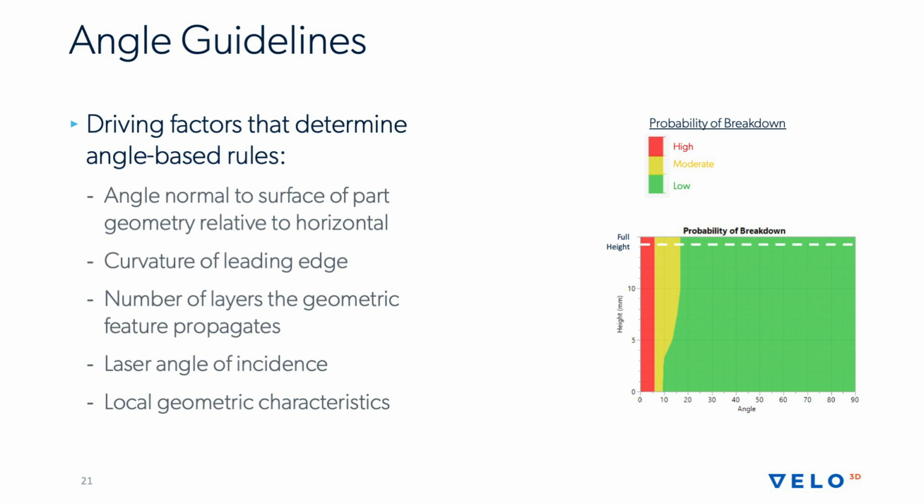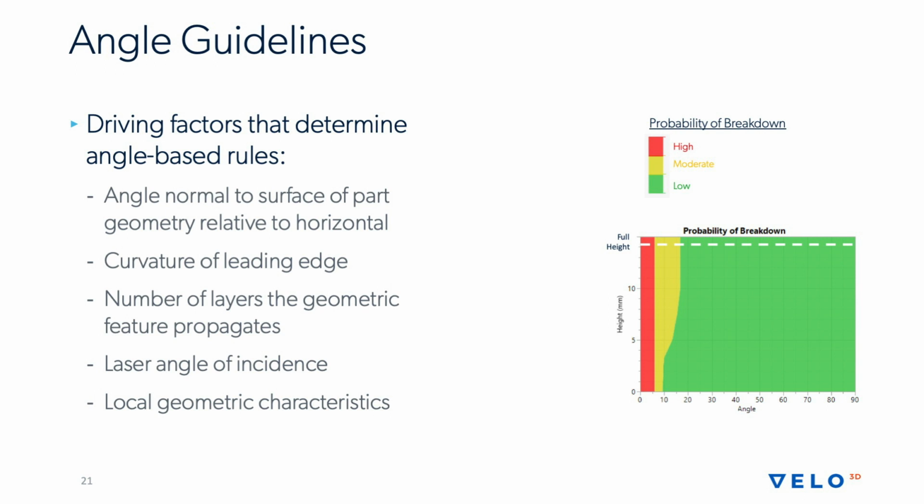The reason for this, or some of the factors that determine what that exact value might be, are things like, obviously, the angle itself, the curvature of the leading edge, and I'm going to give some simple geometric examples that explain that. Also the number of layers you have to propagate this. In some cases a certain feature you may be able to print for a certain number of layers, but if you try to propagate it much farther, then eventually the stresses accumulate to enough of a degree that it'll fail to print. And laser angle of incidence, which is the angle that the laser is hitting relative to the leading edge growth direction of the geometry.